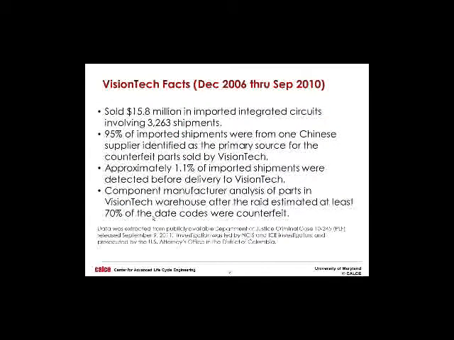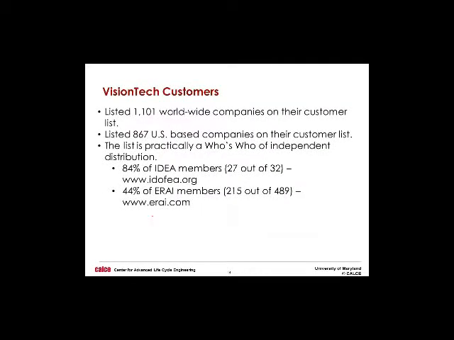I'm skipping over this page with the specific detail; you can read it. But they had listed 1,100 companies in their worldwide customer list and 867 US companies. And in those customer lists, they had literally a who's who of the independent distribution. So you cannot just look at a company and see that they are members of certain trade groups. That doesn't mean those trade groups are able to vet every single member. You have to look at those companies individually.